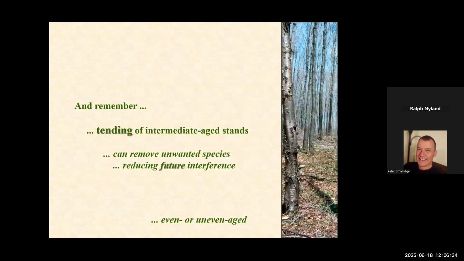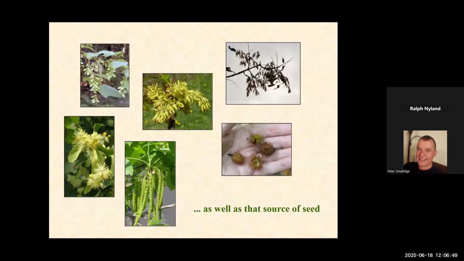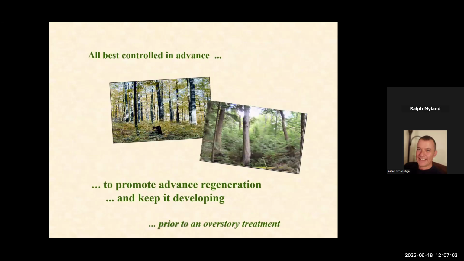And also remember that your tending operations in intermediate age stands can remove unwanted species and reduce future interference, either in an even or an uneven age stand, primarily by getting rid of the seed source, so that as you proceed with your management, there's no source to start new trees. All best controlled in advance to promote advanced regeneration and keep it developing prior to an overstory treatment.